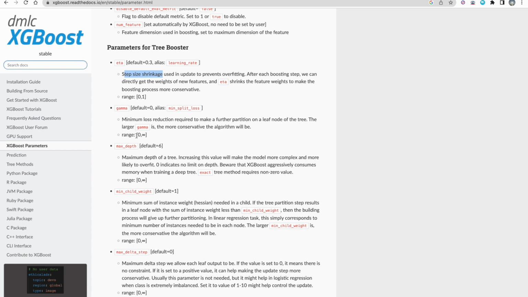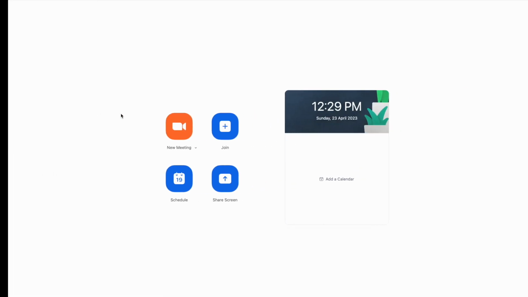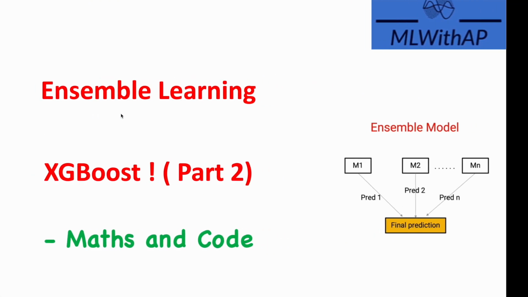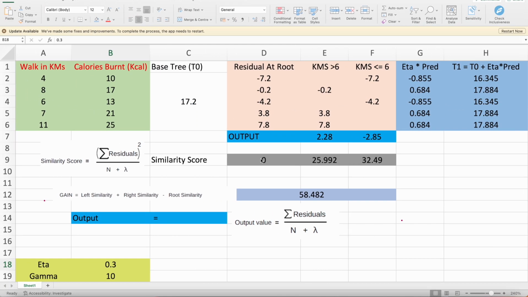The gamma range is 0 to infinity, right? And again, it's a hyperparameter achieved through your cross validation and hyperparameter search. Minimum loss reduction required to make a further partition on a leaf node of the tree. That means the gamma is the threshold. If you cross that threshold, right? What we are writing over here, gamma was the threshold, right?